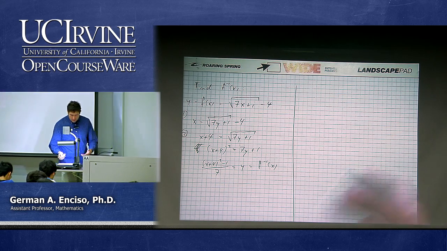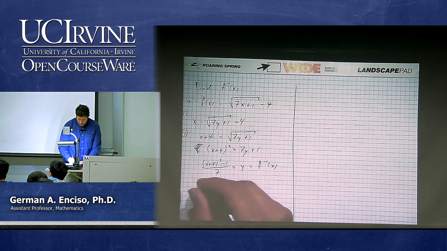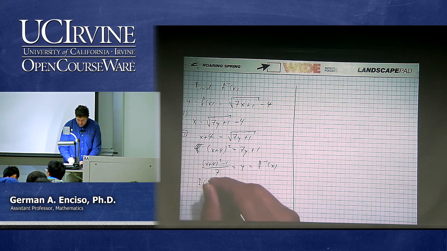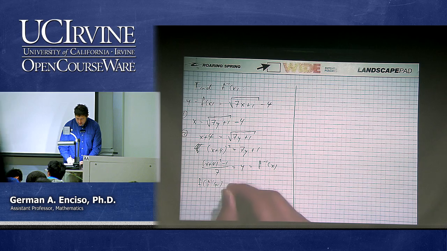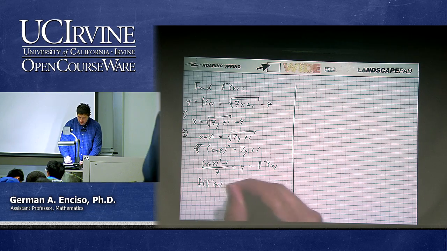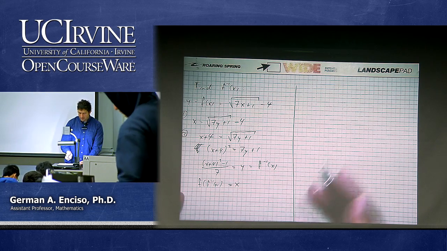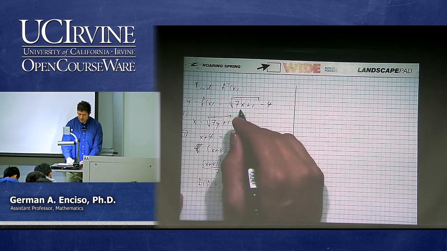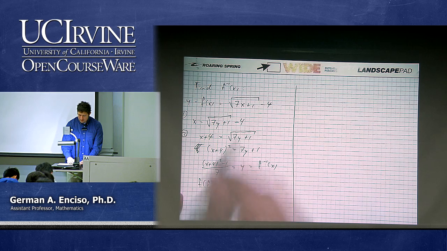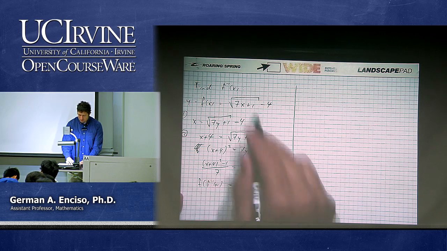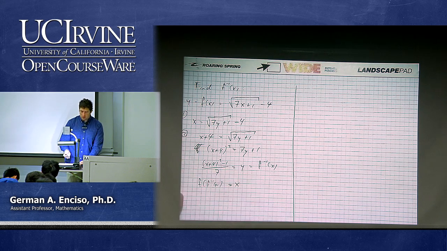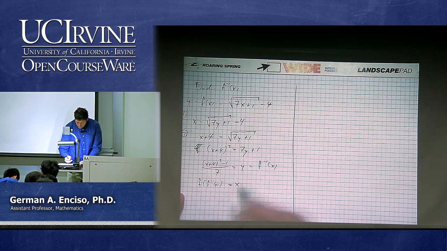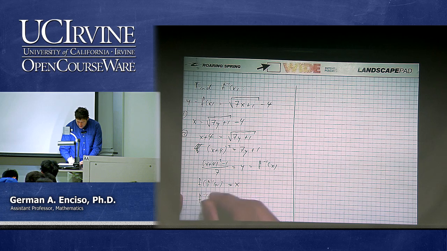At this point, if we did this correctly, it should be true that f of f minus 1 of x is equal to x. This is an algebraic problem that one should be able to do. It will be a bit of a mess, but if I plug this in here, the square root of 7 times this plus 1 minus 4 should be equal to x. And it also should be true that f minus 1 of f of x is equal to x.